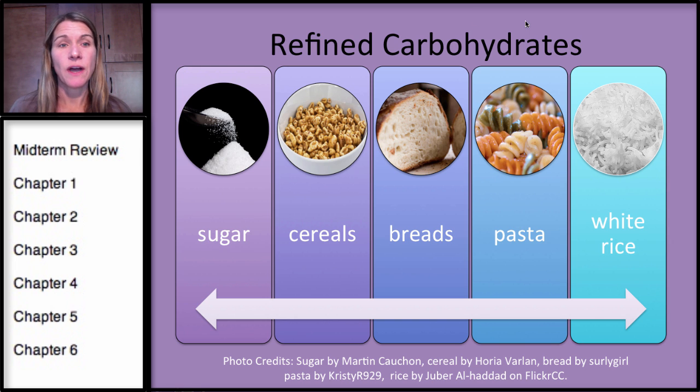So what are refined carbohydrates? Table sugar, any sugar that's added to a product. Cereals have a lot of added sugar and are a very refined carbohydrate. Lots of basically starch in cereals, as well as bread. Bread also usually has added sugar. Pasta, very refined carbohydrate. White rice. So all of the whites, if you want to eliminate anything, eliminate the white stuff.